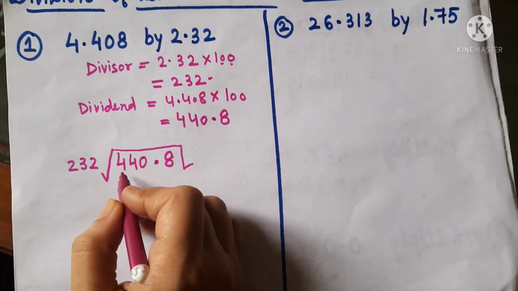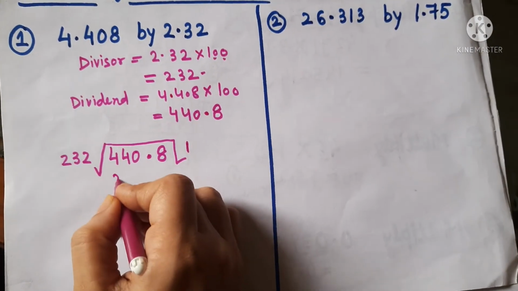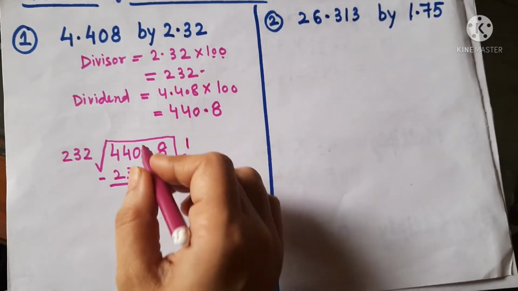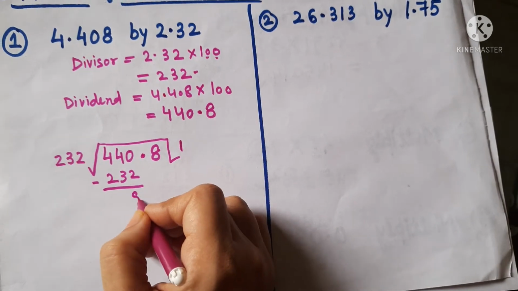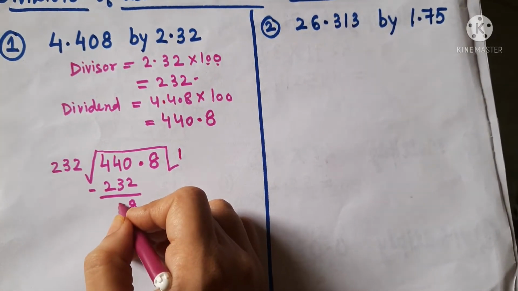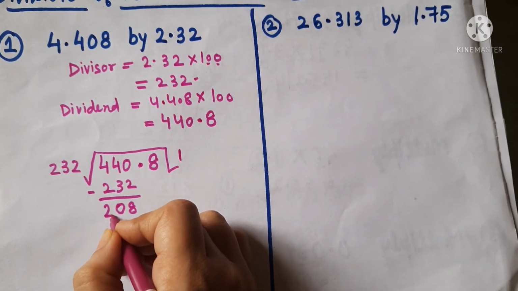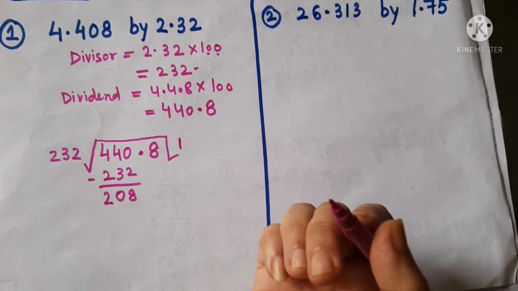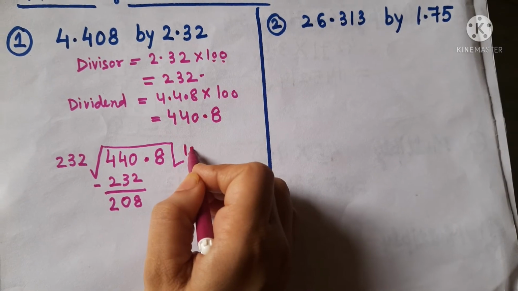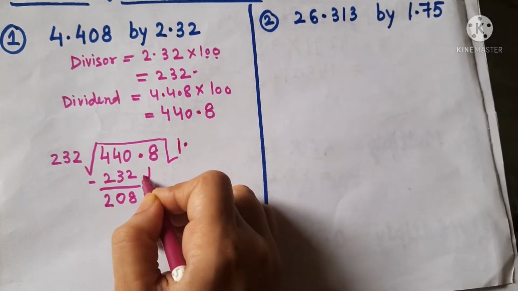232, it will go, 440 is there, it will go with the number 1, 232. Now we will subtract it. 10 minus 2 will be 8, then 3 minus 3, 0, and 4 minus 2 will be 2. 208 is there. So now in the next step, what do we have to do? This decimal we mark in the quotient. Now 8 will get down.